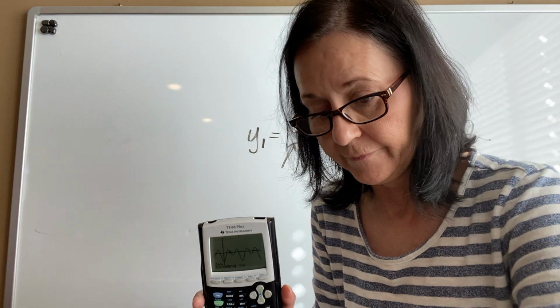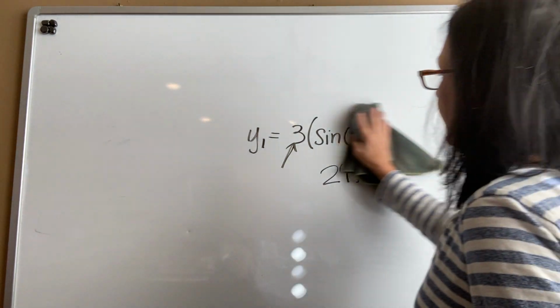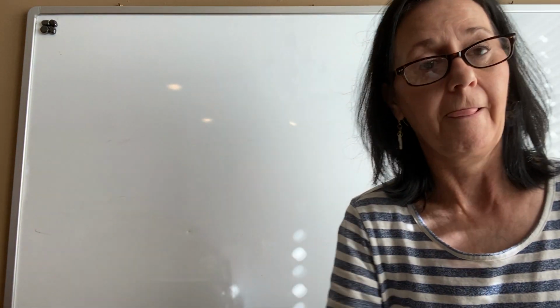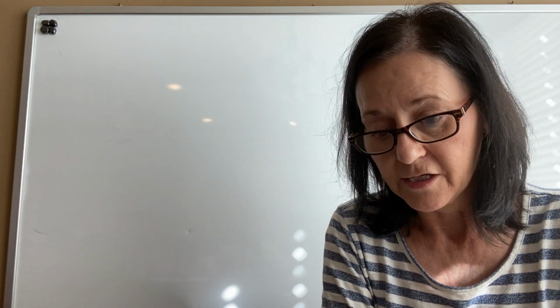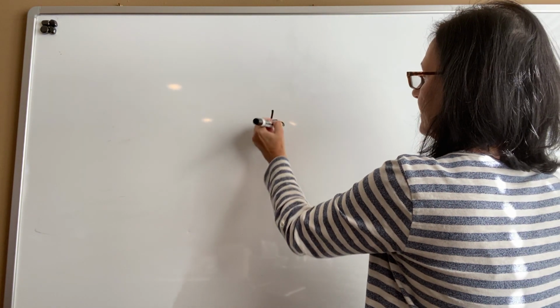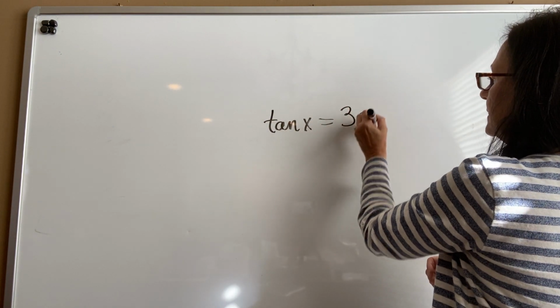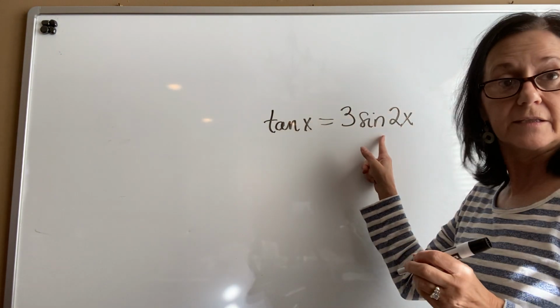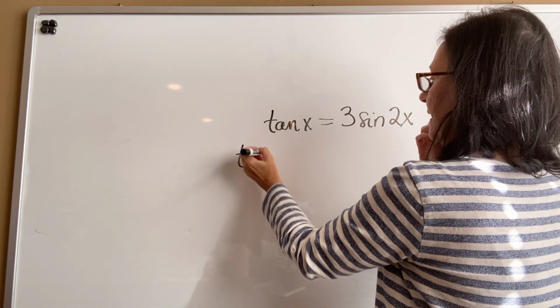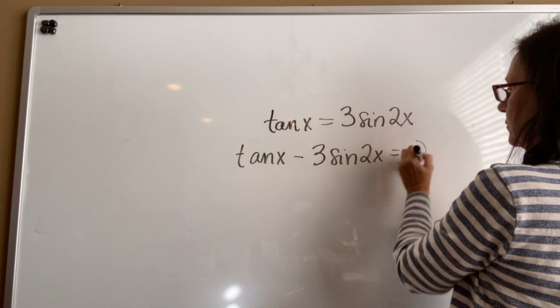Okay, example 4 is another more complex problem. So my preference is the x-intercept. So for example 4, I'm going to set it equal to 0. All right, so we have the tan of x equals 3 times the sine of 2x. We'll subtract this whole term and set it equal to 0. The tan of x minus 3 times the sine of 2x equals 0.